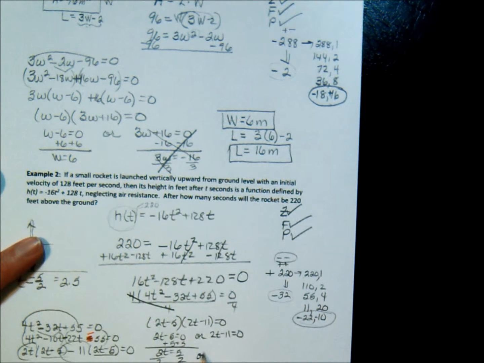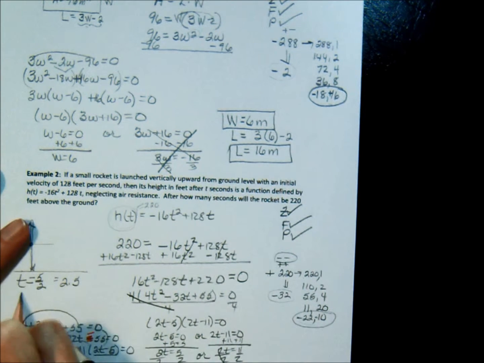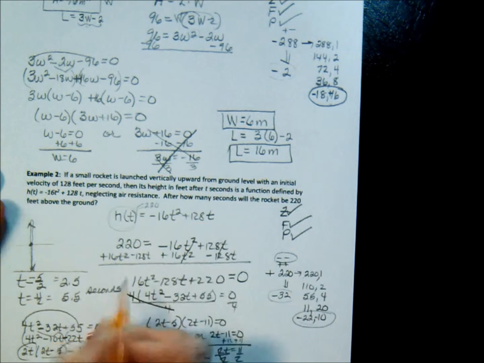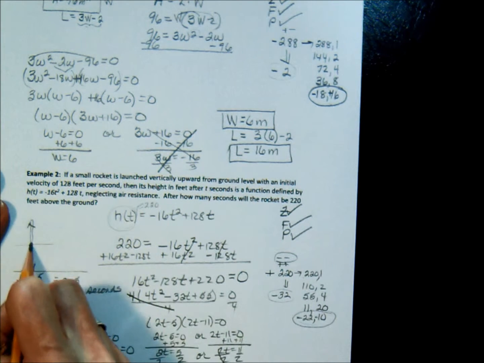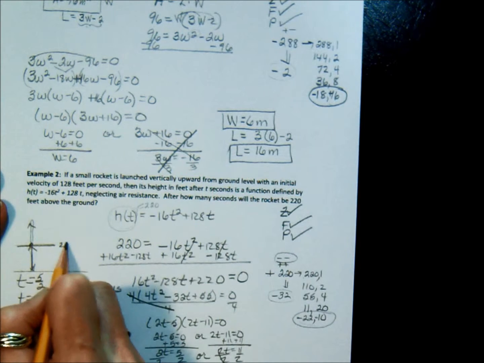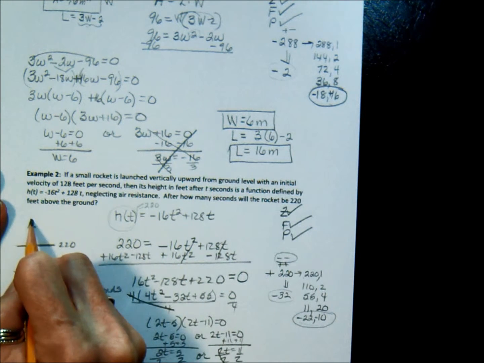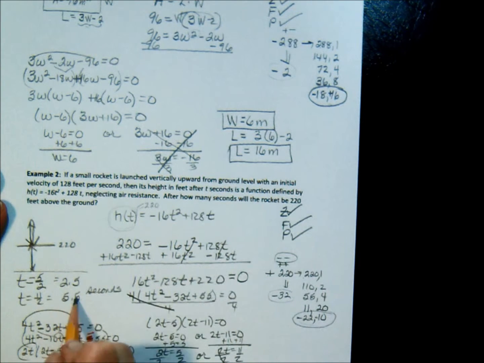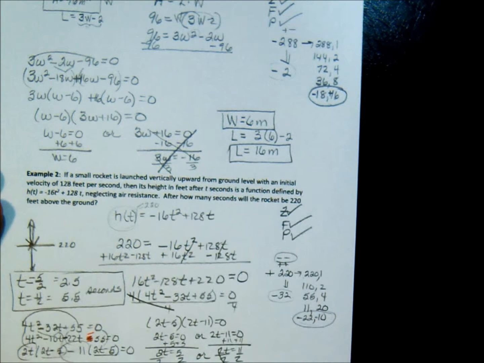Or here I add an 11 and divide by 2, and I get t equals 11 halves, which is 5 1/2 seconds. So 2 1/2 seconds would be on the way up. It hits a height of 220, and then it continues up, and then on the way down, it hits it at 5 1/2 seconds. So here are your two answers. That was quite an involved problem.